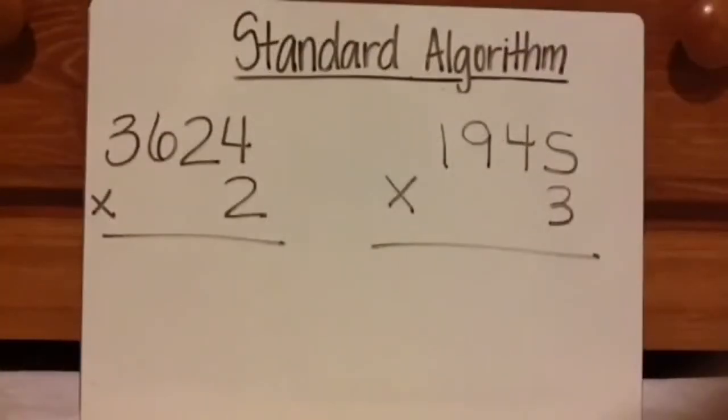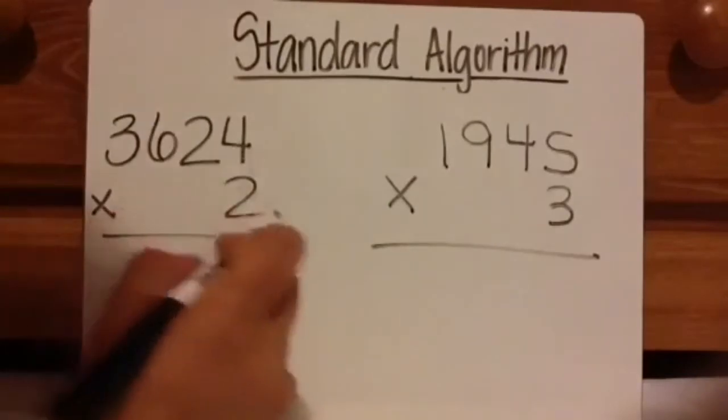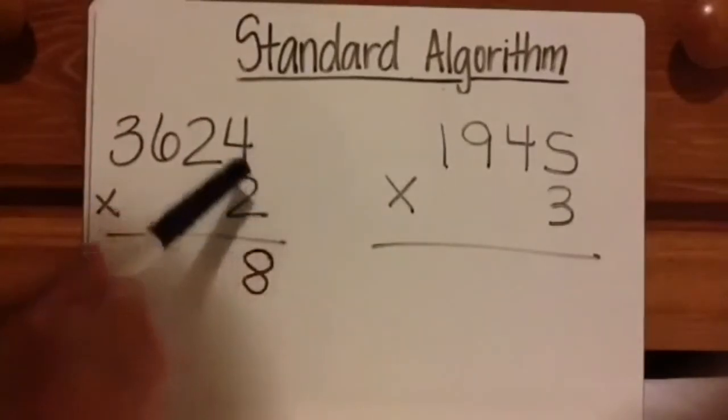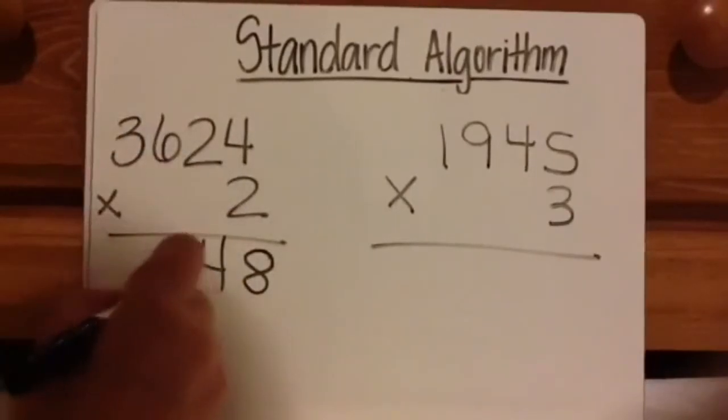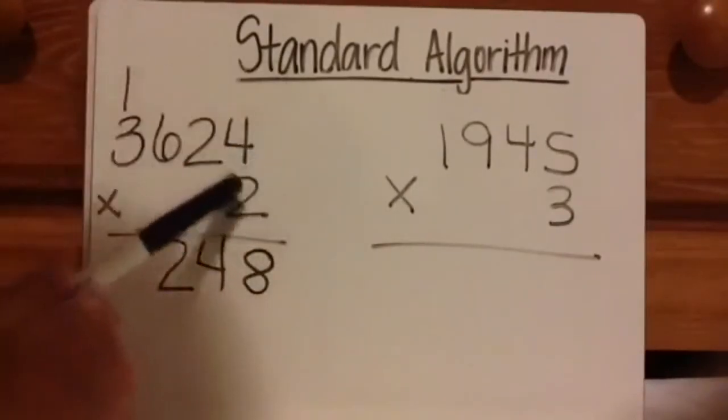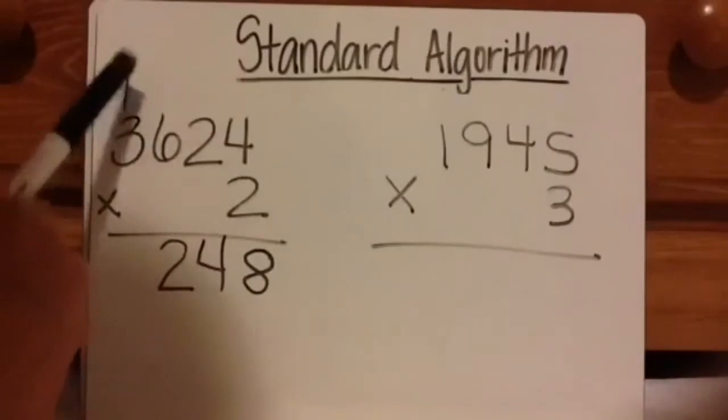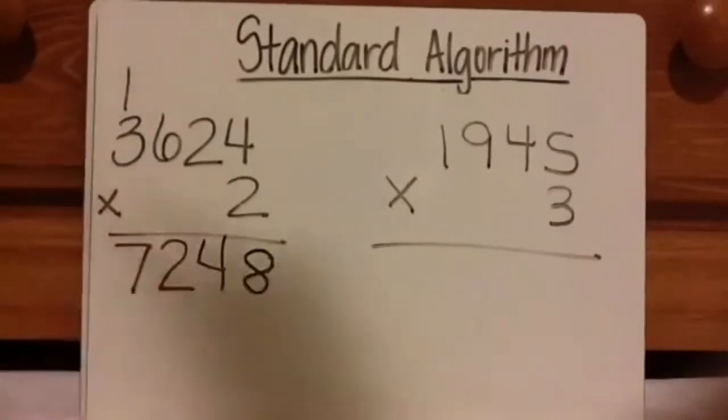Okay, let's look at 4 digit by 1 digit. It's the exact same thing, you just do the step one more time. So, 4 times 2 is 8, 2 times 2 is 4, 2 times 6 is 12. In this situation you would have to carry. 2 times 3 is 6, plus 1 is 7.